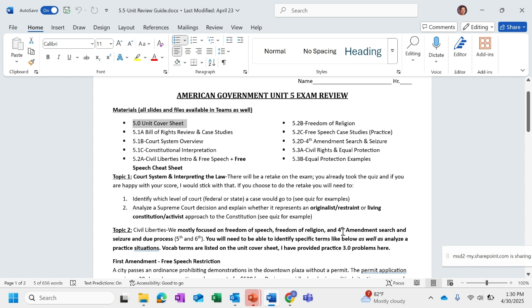There are 3 topics in this unit, as per usual, and these are the different handouts we have had so far this unit that make up your study packet. The free speech cheat sheet was a little half sheet of paper that I made for you as scaffolding to help out with free speech cases.